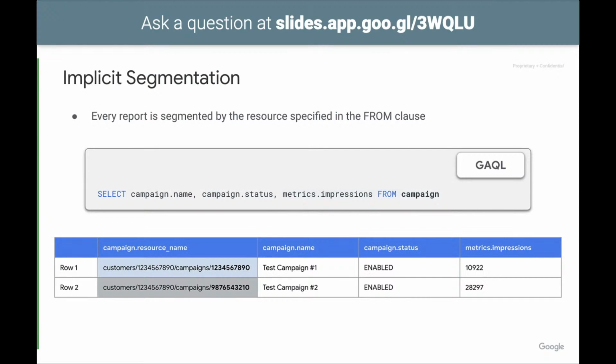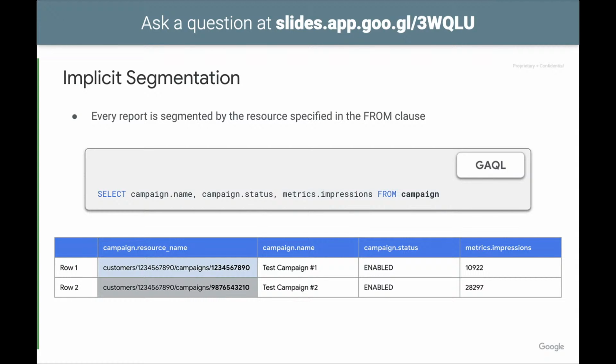So let's talk a little bit more about segmenting. I've gone over this briefly, but there is some complexity to it, so I just want to make sure that you all understand what's going on with segmenting. So the first thing to keep in mind is that there is some sort of implicit segmentation going on. Every report is segmented by the resource in the from clause. By that, I mean by the specific ID of that resource, or in our case, the unique identifier in the Google Ads API is the resource name. So it will be segmented by that resource name.